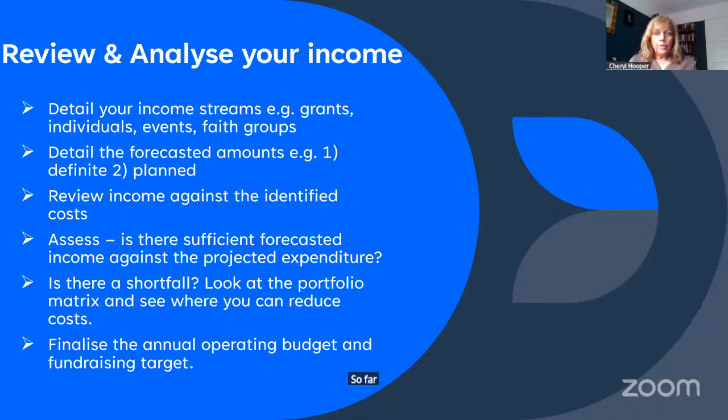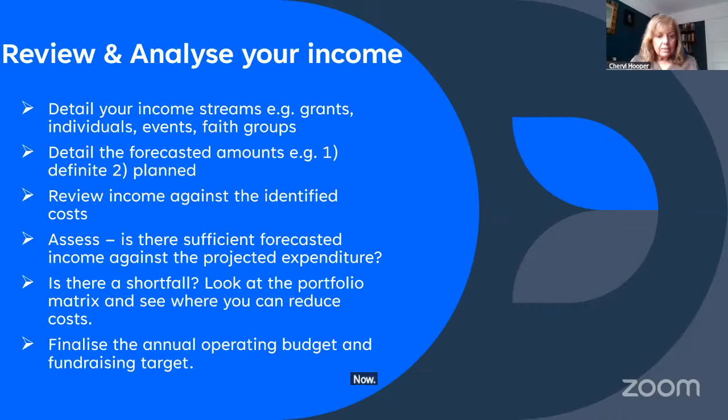So far, we have looked at the process of analysing the cost base or expenditure to operate your NGO and your various projects. After this, you need to look at analysing your income and breaking this down into definite income that you can rely on and other planned income that you feel you have a reasonable chance of securing. This forms the basis of forecasting your fundraising target, which you can then compare to your budgeted expenditure costs.